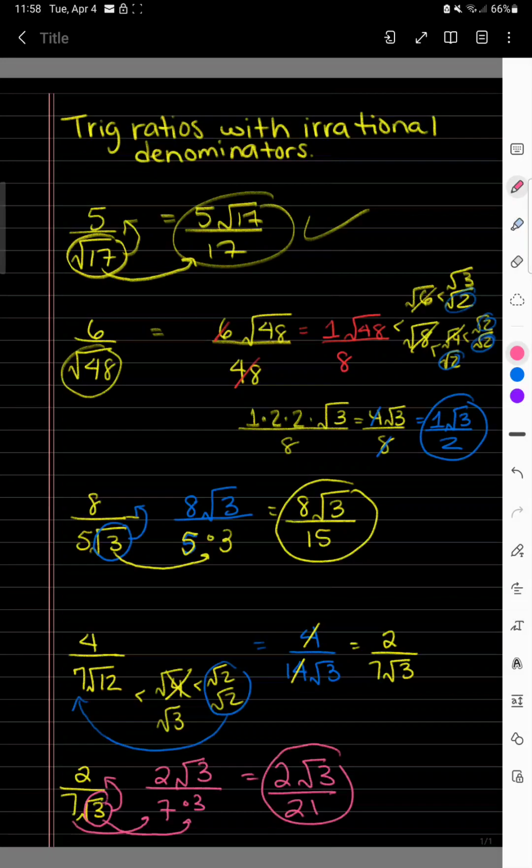So it gives you the same answer whether or not you break down the irrational denominator first, or if you bring it up first, it gives you the same answer. So now that we have that recap, we can use this now to do our ratios.